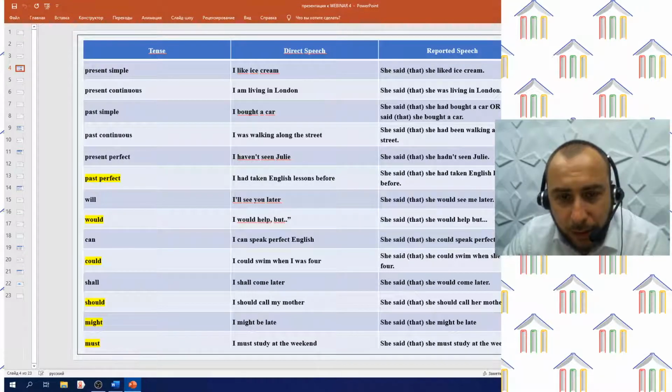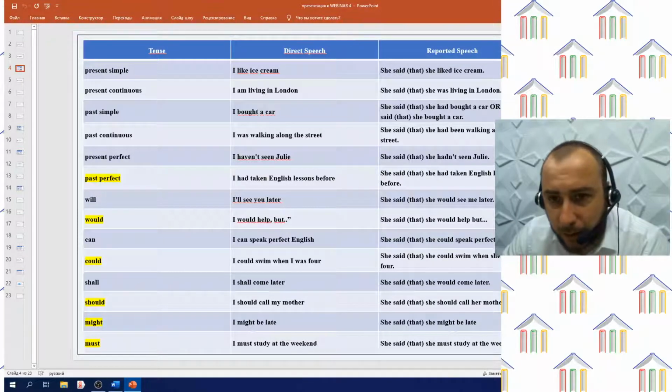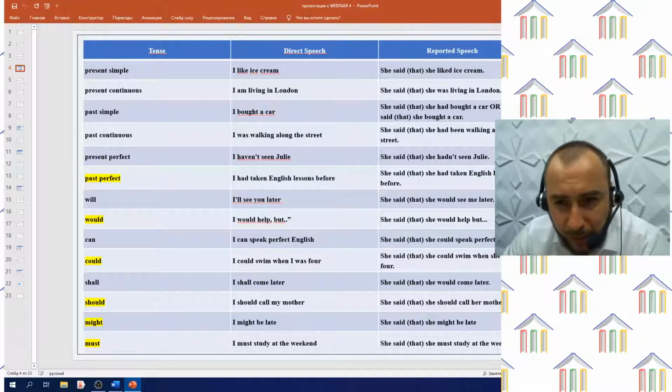Tense: present continuous. I'm living in London. She said she was living in London. From present continuous to past continuous. Past simple. I bought a car. She said she had bought a car, or she said she bought a car. Here from past simple to past perfect. Sometimes it can remain past simple. I'll explain it later.